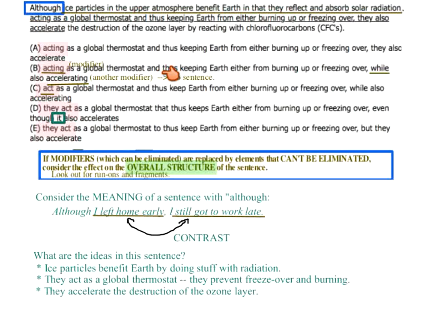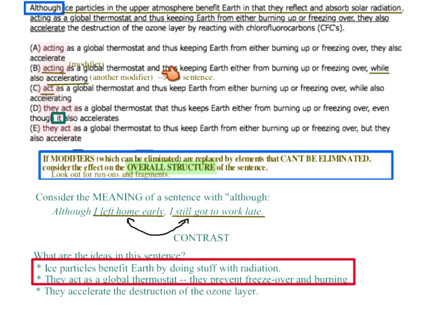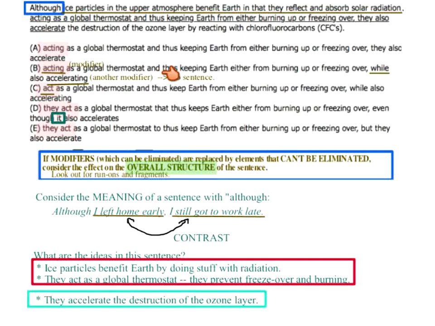Yeah, it's 1 and 2 are, because 1 and 2 are things that are good about ice particles in the upper atmosphere. And number 3 is something that is bad, or not good about those. Something that is pernicious. So it's those 2, but that last 1. So that's why E doesn't make sense. It's not really a structural issue.